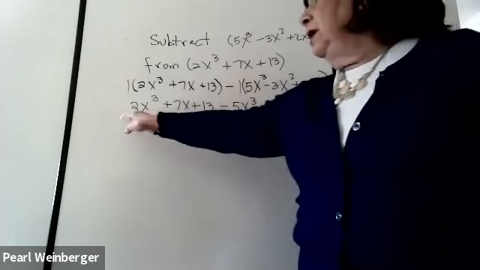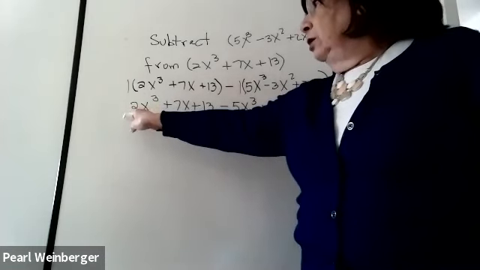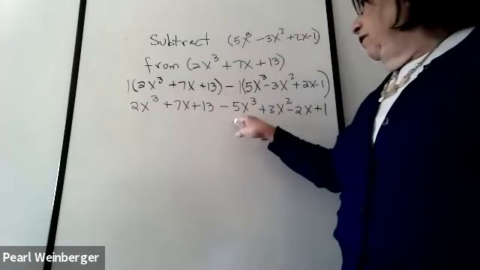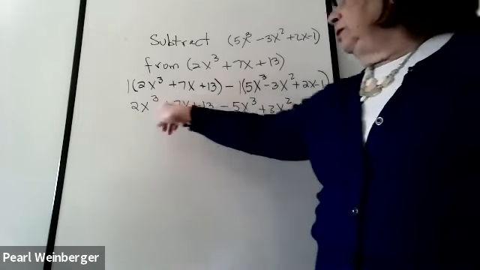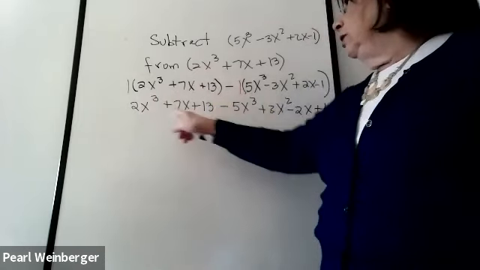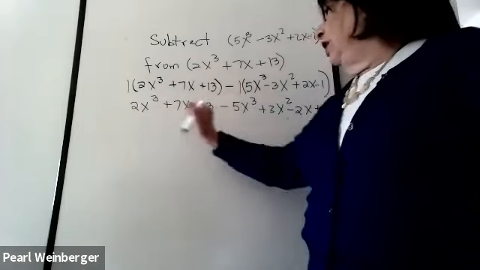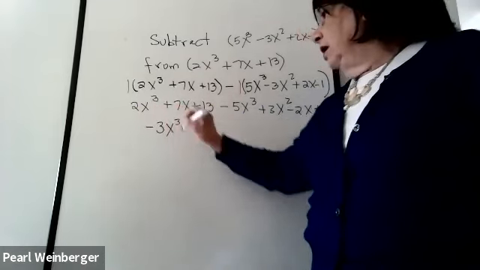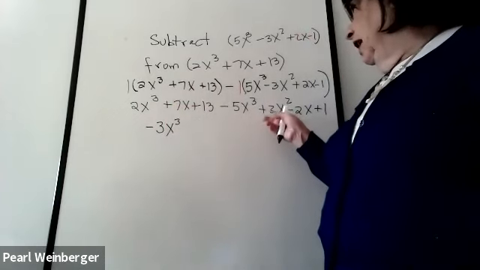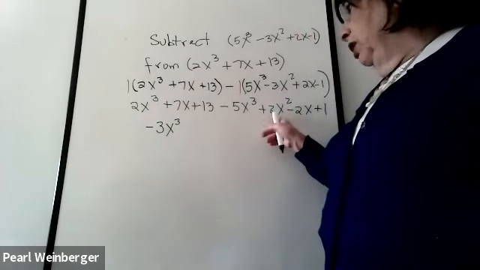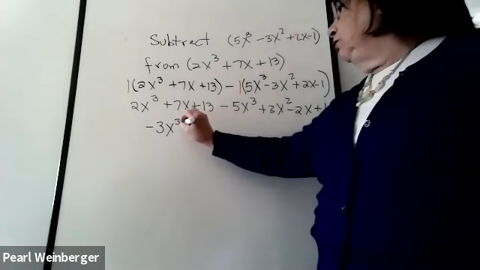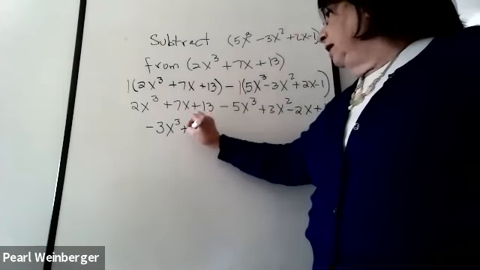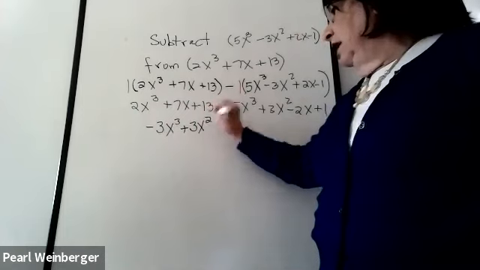And now you just combine the like terms. 2x cubed and negative 5x cubed are like terms because they have the same exponents. You do 2 minus 5, you get negative 3x to the third. The next thing you look for is an x squared term, and there's just one x squared term. There's a plus 3x squared, so there's nothing to combine it with. We just bring it down.